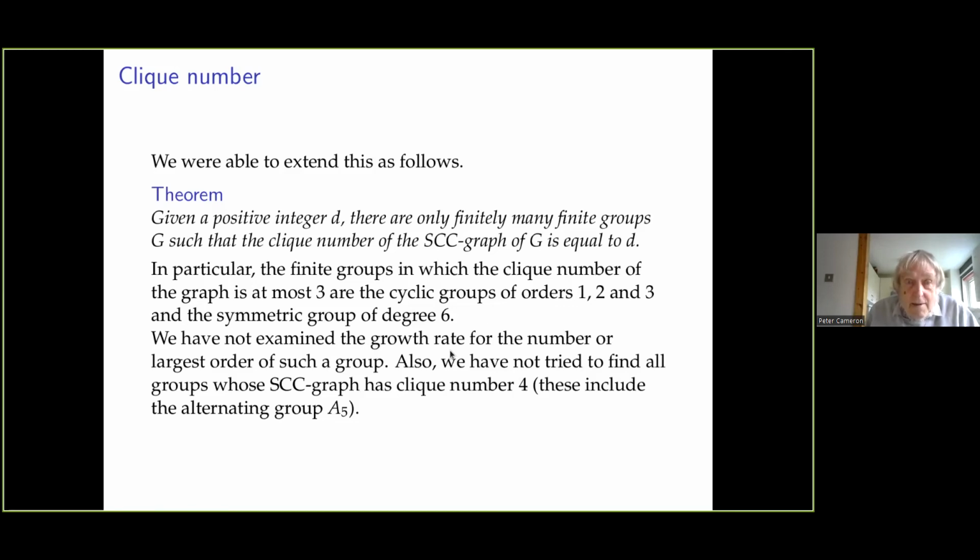And we haven't examined the growth rate of this function. So the function would be the number of groups or the largest order of such a group. And we haven't even tried to extend this result from clique number 3 to clique number 4. You notice that if you take the alternating group A5, it has 5 conjugacy classes, but the clique number is 4 rather than 5, because you cannot find an element of order 3 and an element of order 5 that generate a soluble group. So it's K5 with 1 missing edge.